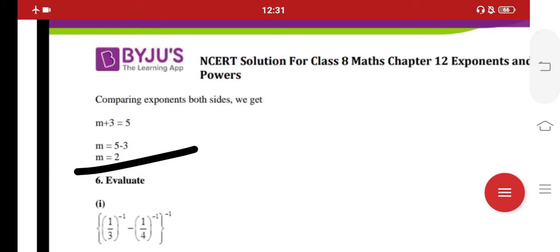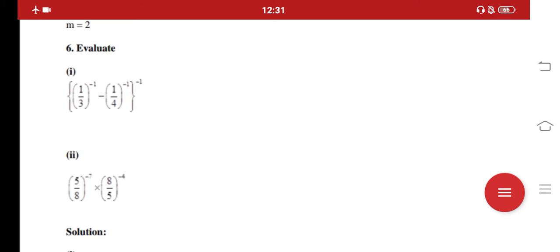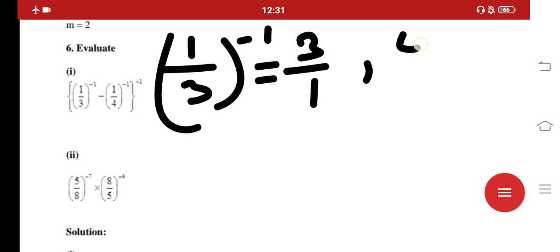Now let me show you what is given in question number 6. Again we have to take the reciprocal here: 1 upon 3 to the power minus 1 minus 1 upon 4 to the power minus 1. So 1 by 3 whole to the power minus 1 means we want to reciprocate it, because we have to convert the negative exponent into positive. So it will become 3 by 1. Similarly 1 by 4 will become 4 by 1.